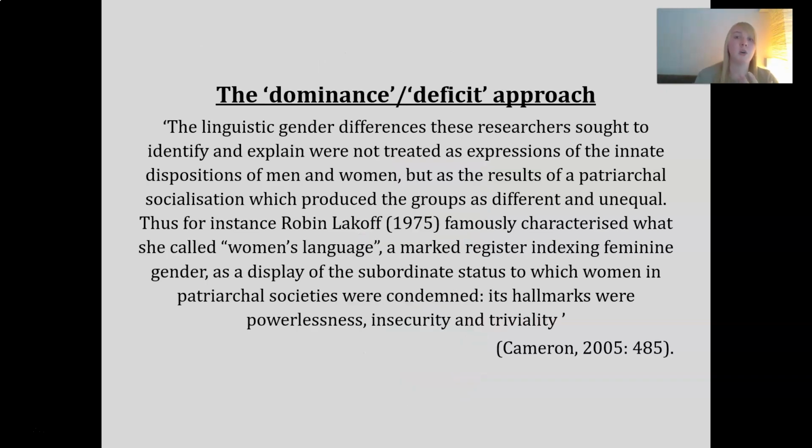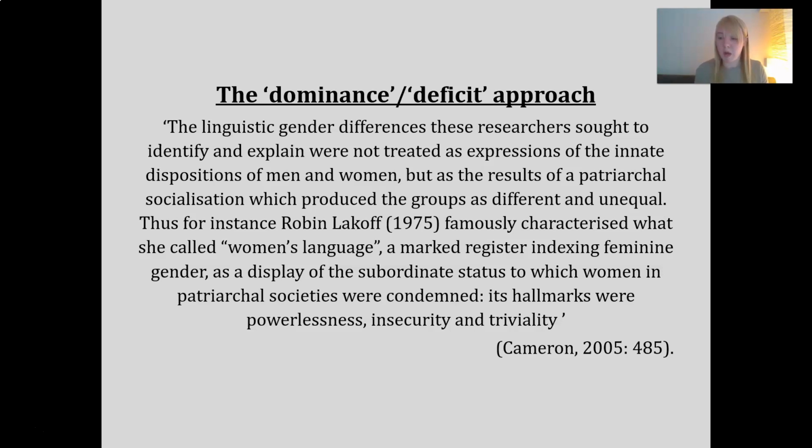So the deficit or dominance approach, and it's often called one or the other interchangeably, but is generally referring to the same set of ideas, is something which started around the 1970s, and Robin Lakoff, who is a female researcher who was very politically active as a feminist, was really one of the key names that characterized this movement.